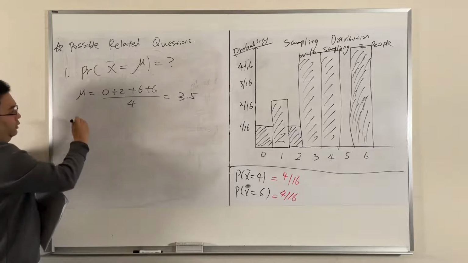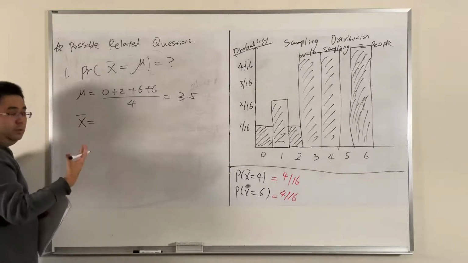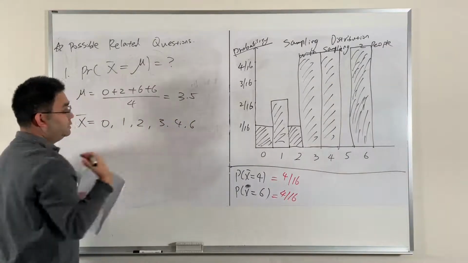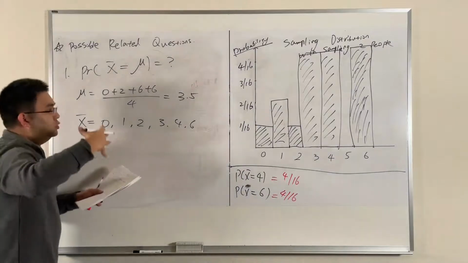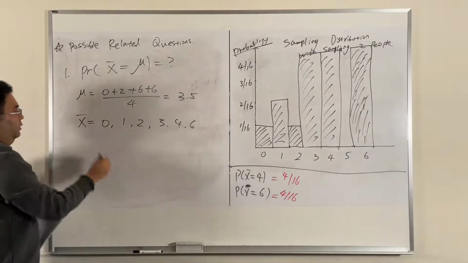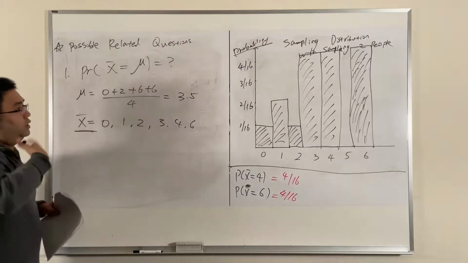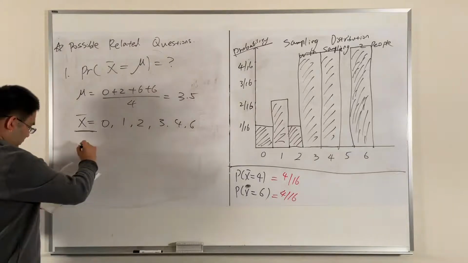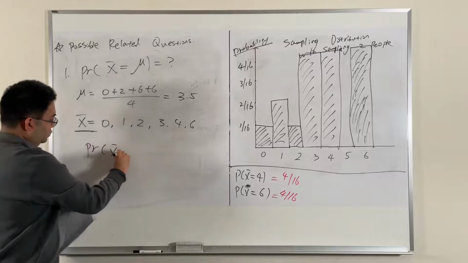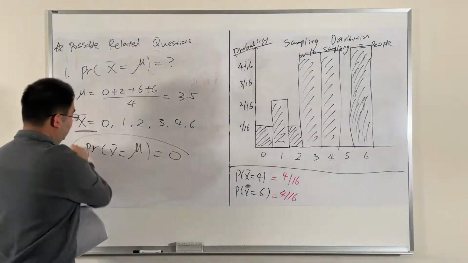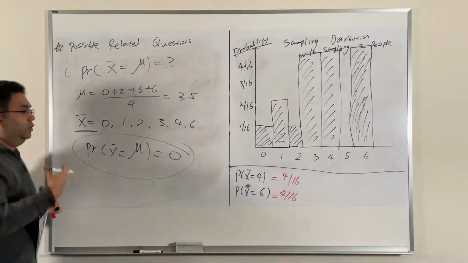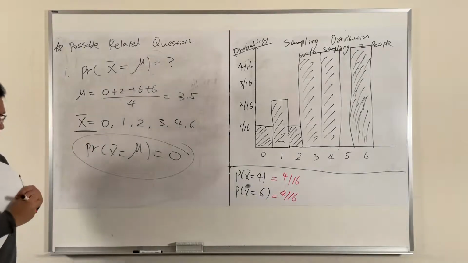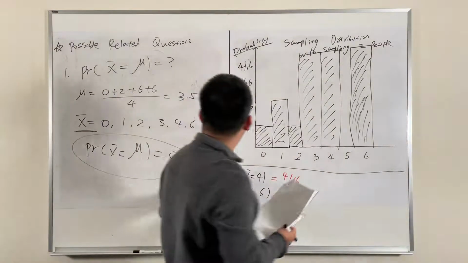Note that for our sample mean, the random variable can only take on 0, 1, 2, 3, 4, and 6. So you would never get to 3.5 if you're only looking at the x bar here. So the chance in this case for you to get exactly the same is 0. The probability of x bar equals mu is equal to 0. So in this case, you can never use your sample mean to get the exact mu, okay? 0 in this case. But we can ask the next question.